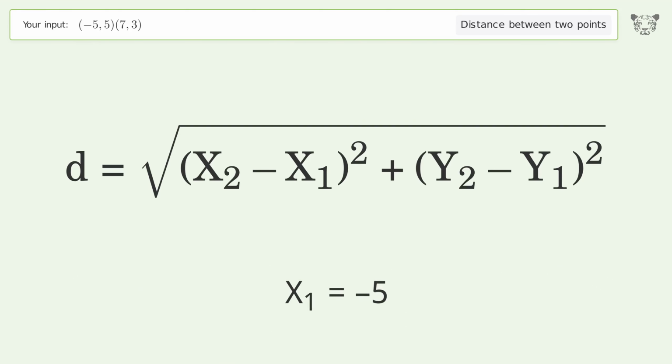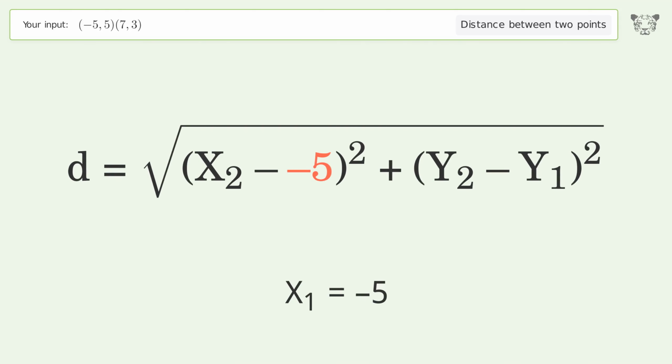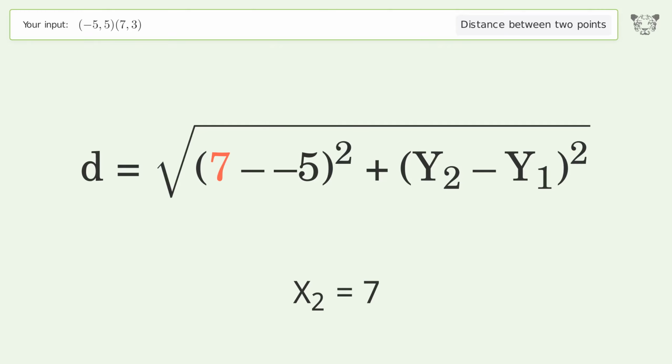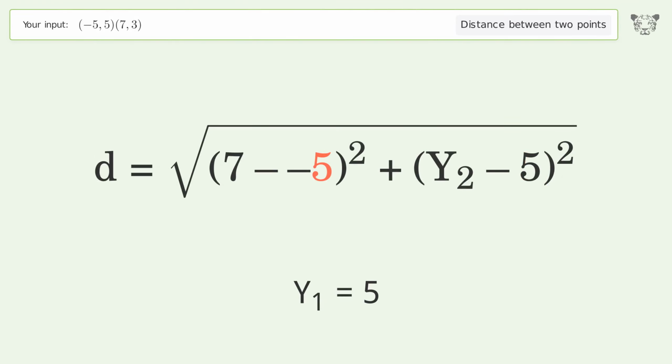x1 equals -5. x2 equals 7. y1 equals 5. y2 equals 3.